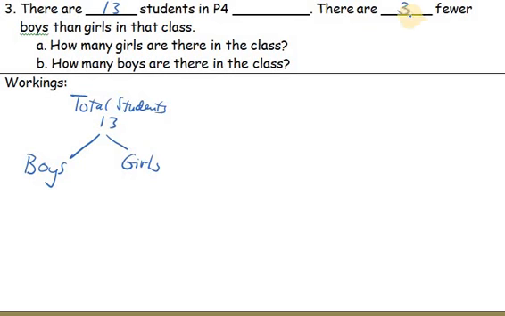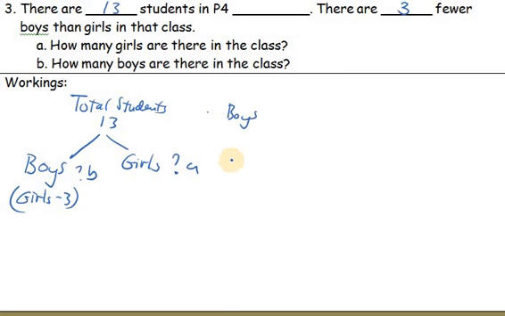Now, there are 3 fewer boys than girls in that class. So, fewer boys than girls. So, the number of boys is just girls minus 3. So this is how we get the boys. We know that it's girls minus 3. Then let's just draw the model. The question we need to answer first is question A, and then boys is question B.